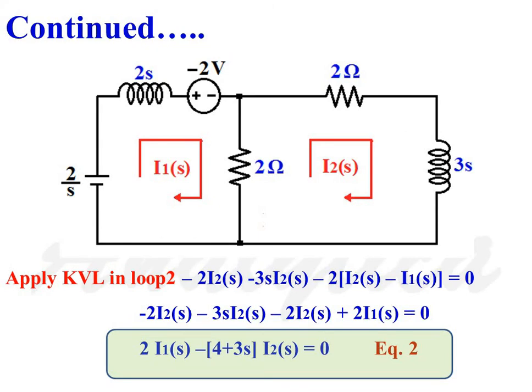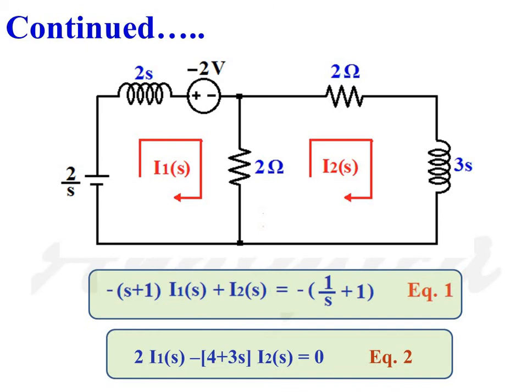Now let us apply KVL in loop 2. Minus 2 I2 of S minus 3S I2 of S minus 2 into I2 of S minus I1 of S is equal to 0. So we will get 2 I1 of S minus 4 plus 3S I2 of S is equal to 0. Equation number 2.